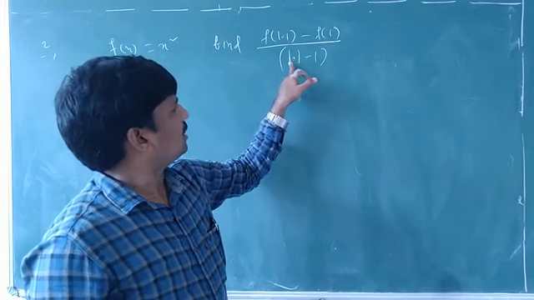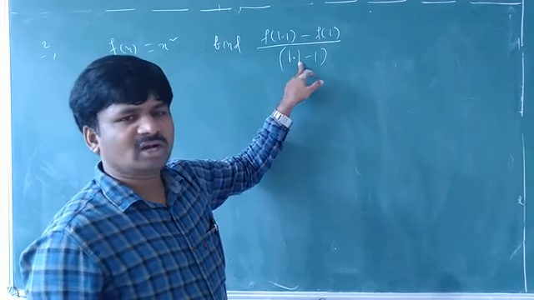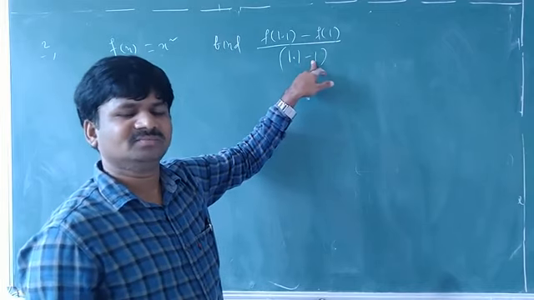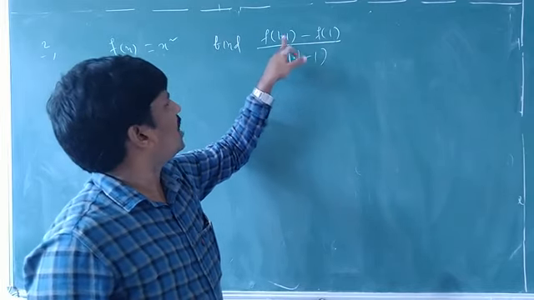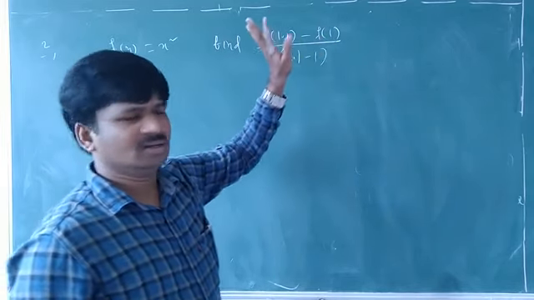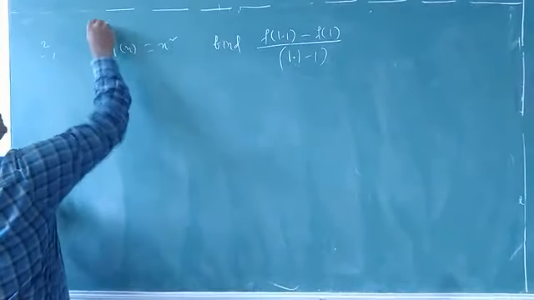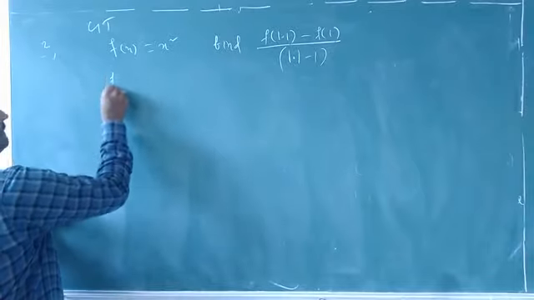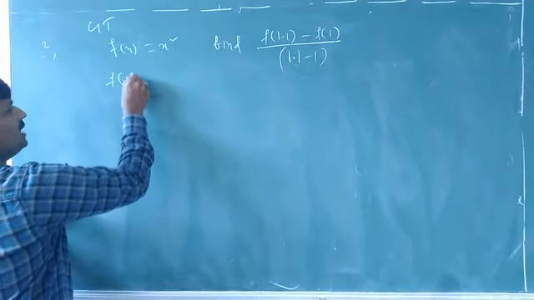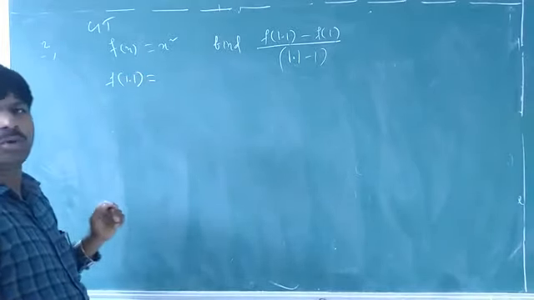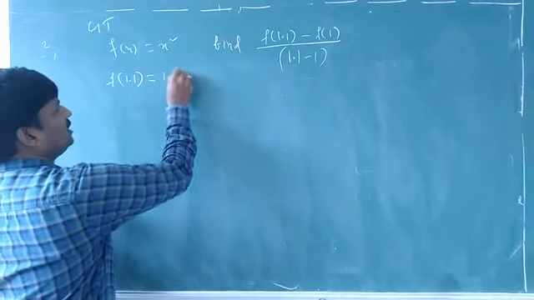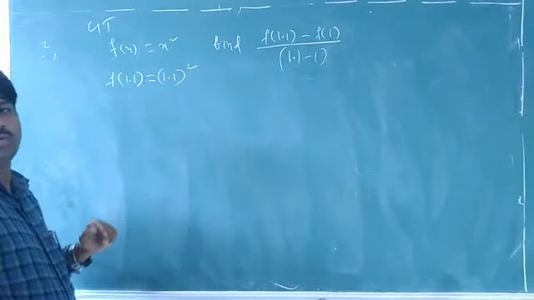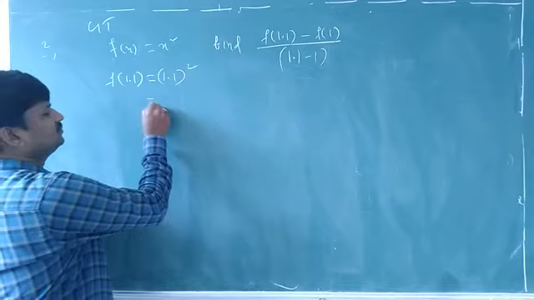Here the denominator is 1.1 minus 1. From 1.1 subtract 1, it is 0.1. There is no problem at all here. You have to find this value and this value, and substitute here. First, this value is given. Next, what am I taking here? f of 1.1 I am finding. 1.1 whole square.